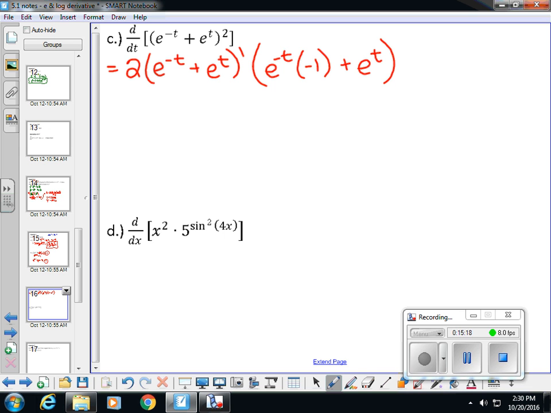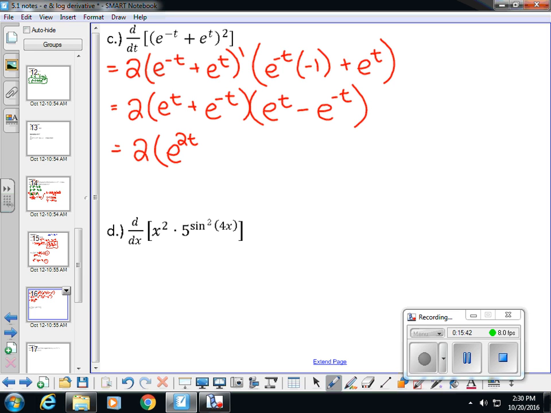And then I might just rewrite it a little bit and say maybe I have e to the t plus e to the negative t times e to the t minus e to the negative t, which I can then simplify and say that's 2 e to the 2t plus e to the negative 2t. That is a difference of perfect squares.